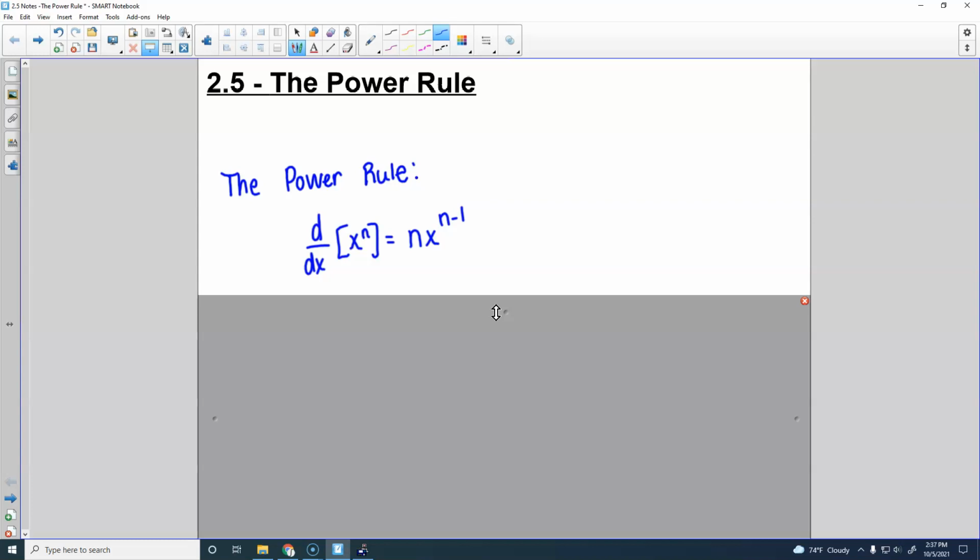No, I didn't say 12 rules. We'll also learn the product rule, quotient rule, and chain rule. Those are going to be the other 3 big ones that we're going to use. This is the power rule.